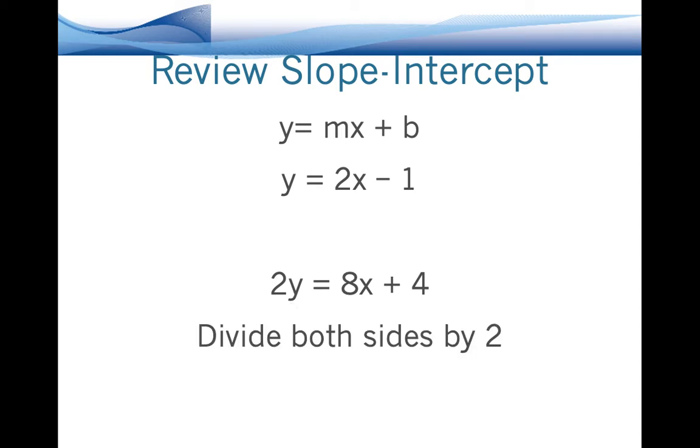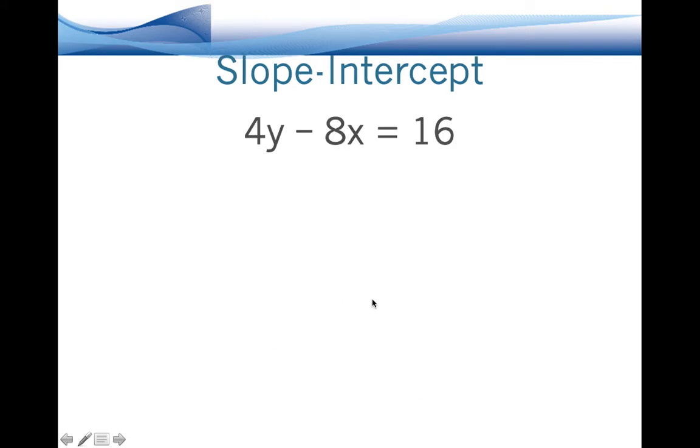So 2y divided by 2 would just give me y, which is what you want on that side. 8x divided by 2 would give you 4x. And 4 divided by 2 would give you 2. So the slope-intercept form of this equation would be y equals 4x plus 2. Any standard equation can be solved for y this same way.